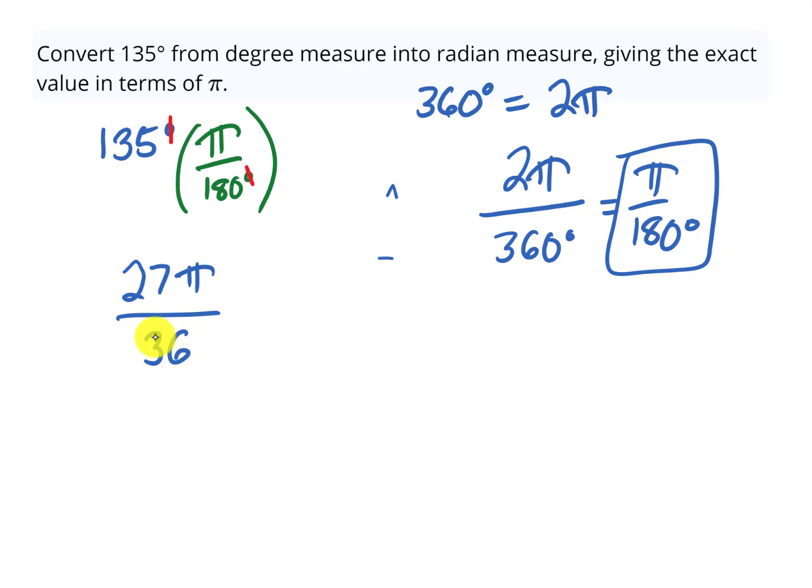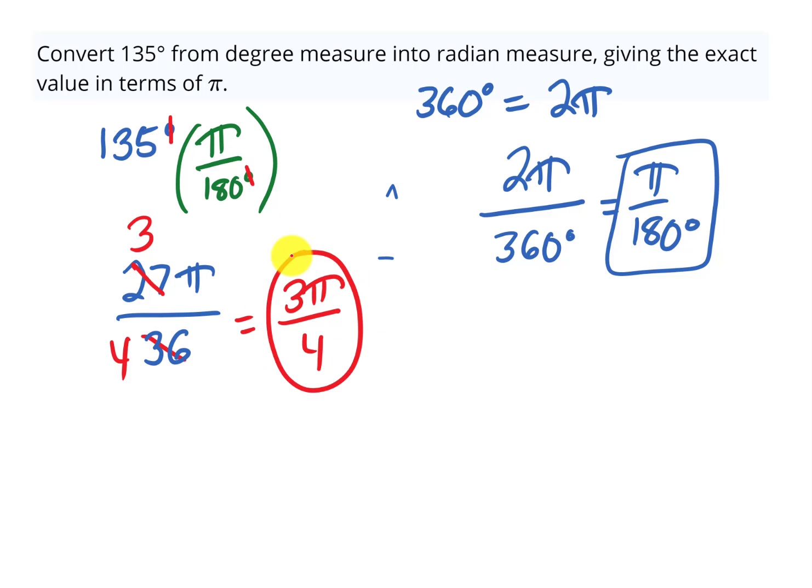there is something in common here. There is a 9 in both. So 9 will go into 27 3 times, and 9 will go into 36 4 times. So my final answer for 135 degrees in radians is 3 pi fourths.